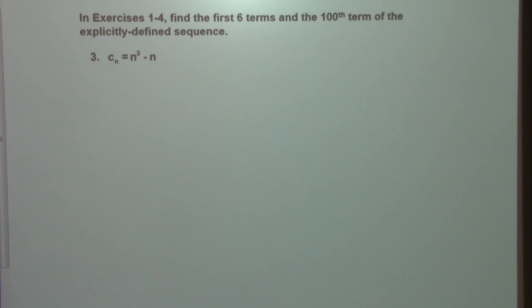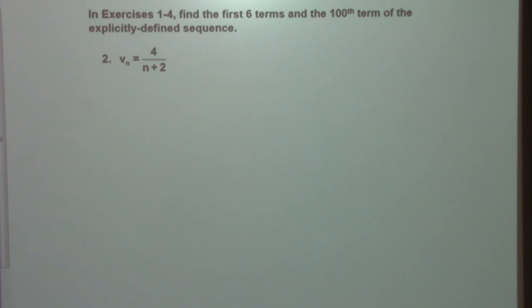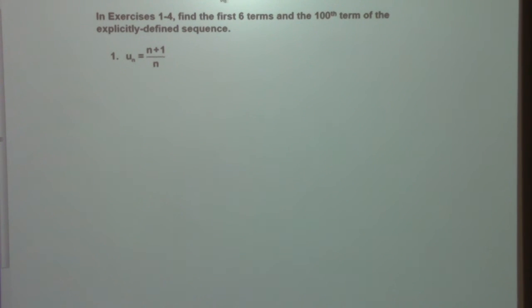Yeah, 1 and 2. Yeah, we'll just do 1 and 2 in this first set. So anyway, first 6 terms and 100th term. For this first one, u sub 1 is going to be 1 plus 1 over 1, which equals 2 over 1, or 2.